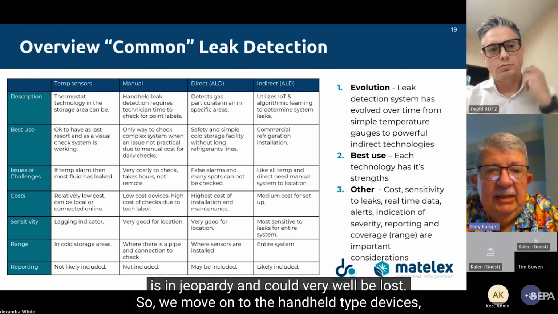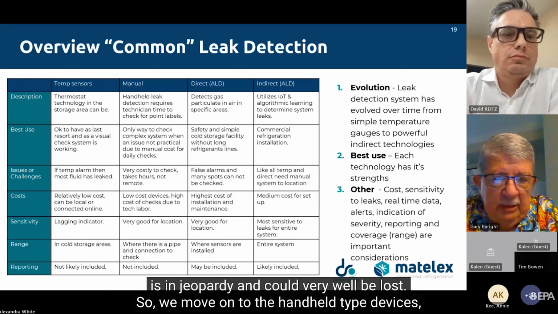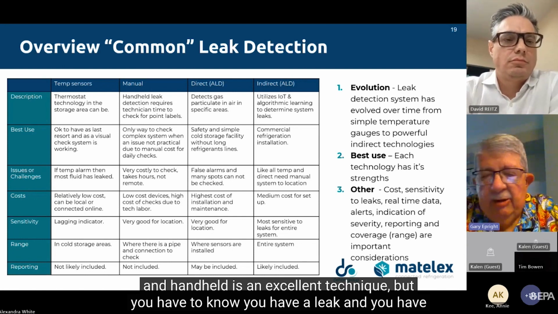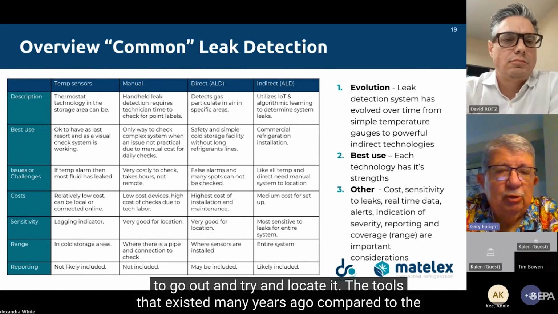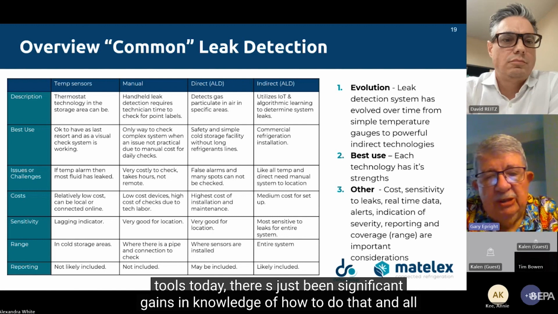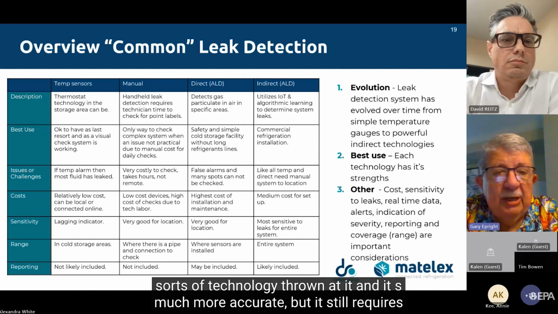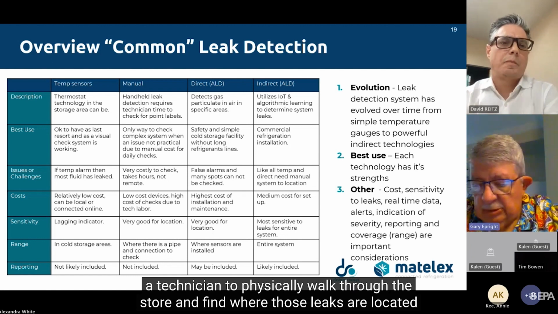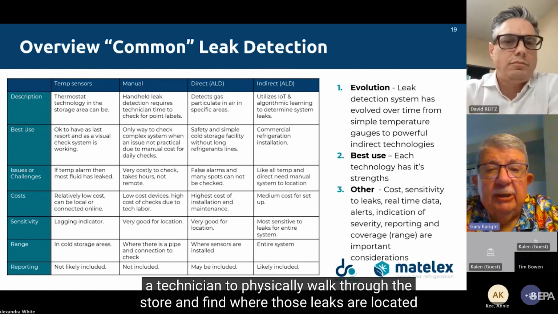We move on to the handheld type devices, and handheld is an excellent technique, but you have to know you have a leak and you have to go out and try and locate it. The tools that existed many years ago compared to the tools today, there's just been significant gains in knowledge of how to do that, and all sorts of technology thrown at it, and it's much more accurate, but it still requires a technician to physically walk through the store and find where those leaks are located at.